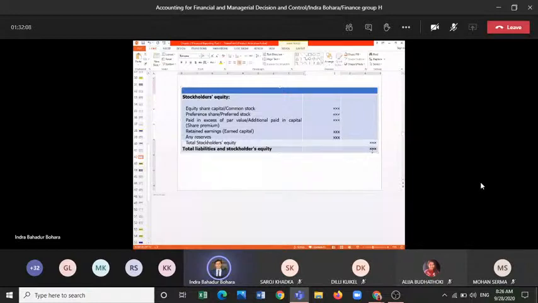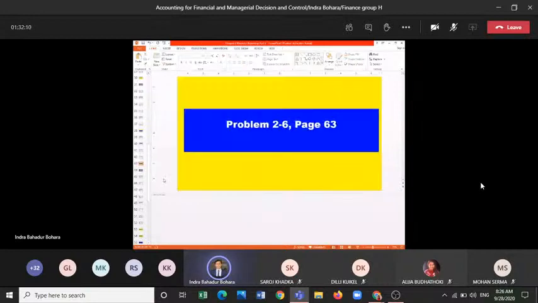Problem 2.6 from page number 63, and the required is, and let me read the question. First, prepare the income statement for the year ended December 31st, 2017, and the income statement should be in multi-step format, and second, prepare the classified balance sheet at December 31, 2017.